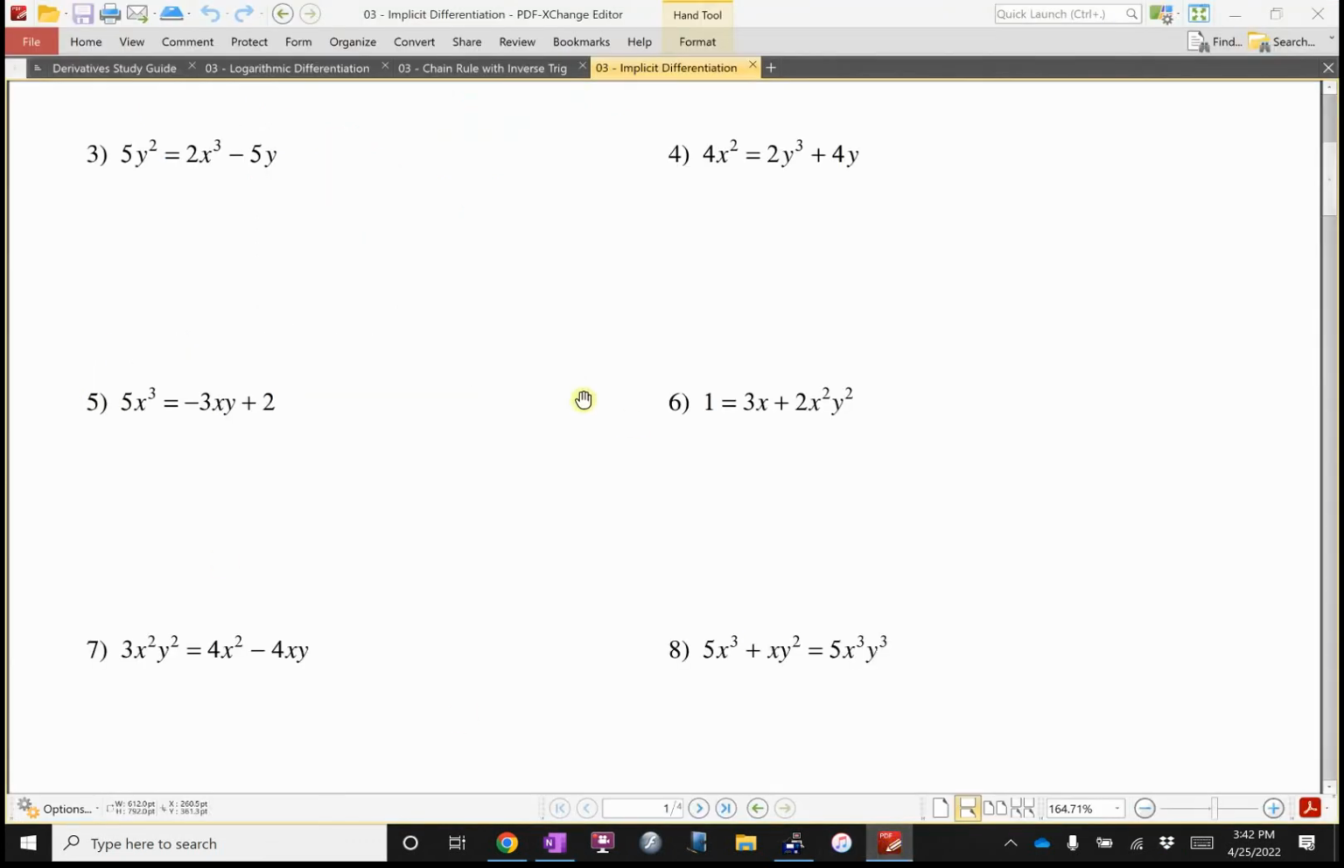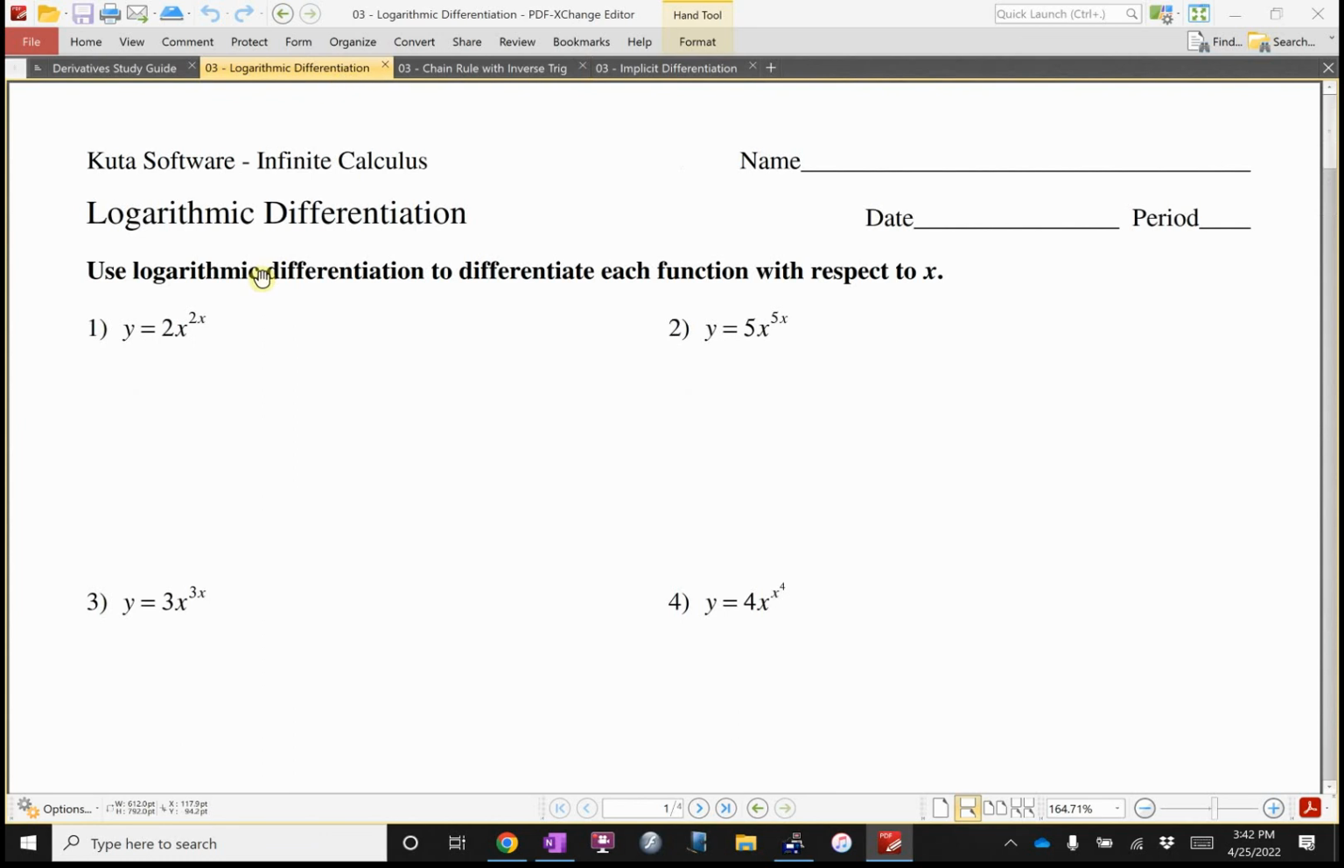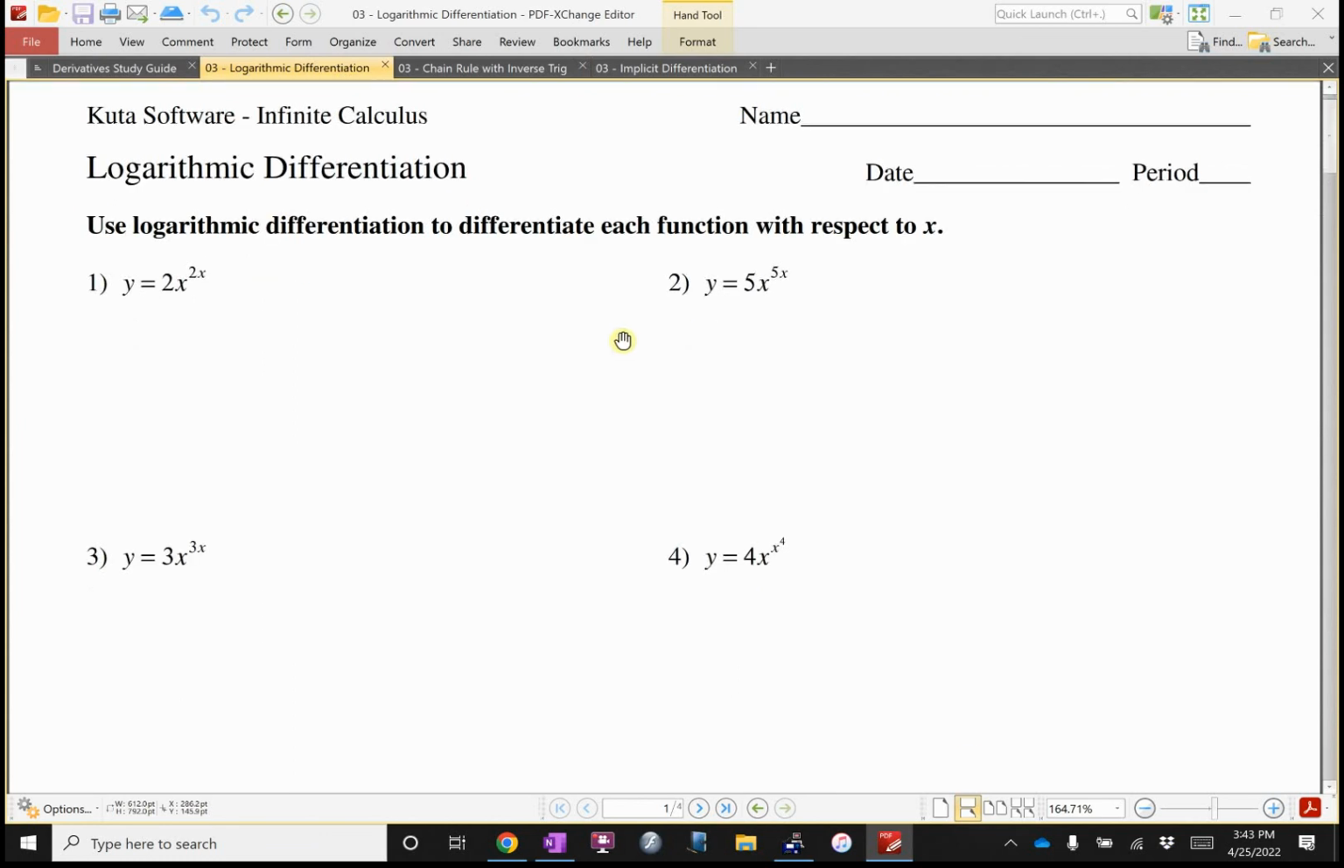Got an example of some here? Yeah, there we go. Look at that. Do it. Let's try number 2.